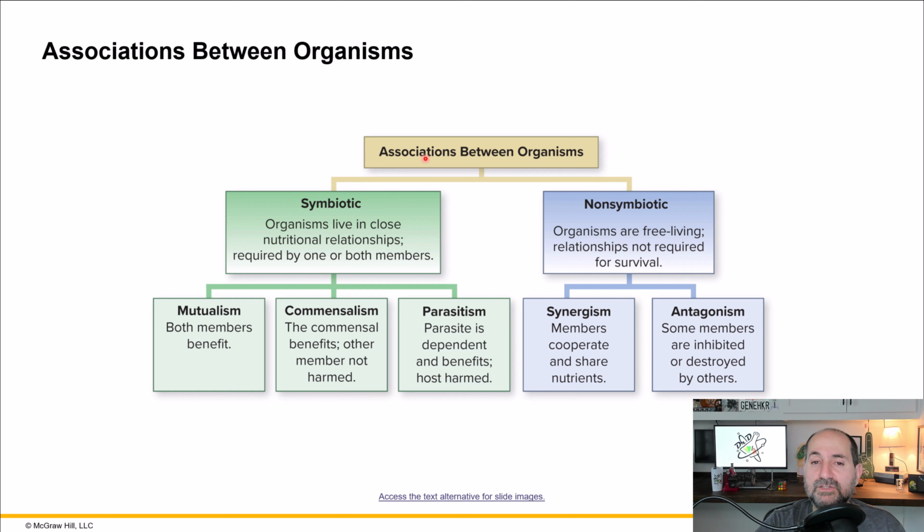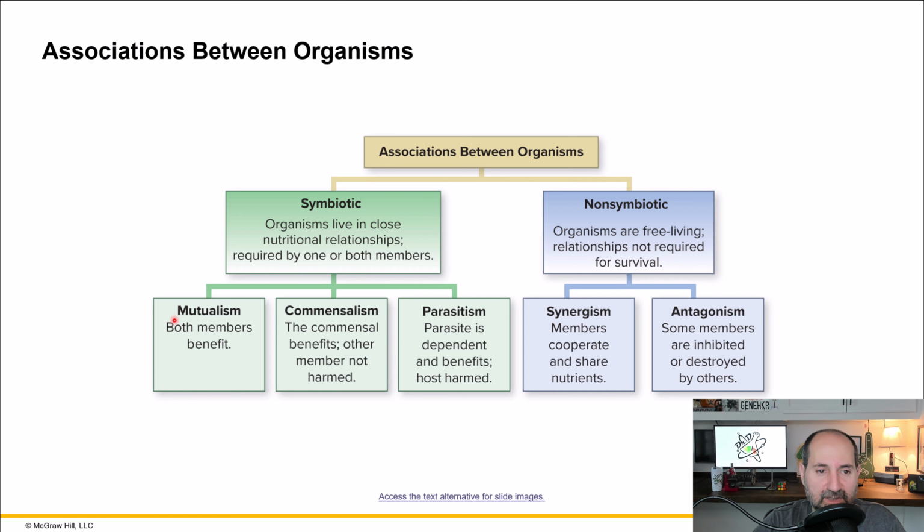Next, we talked about associations between organisms. There are symbiotic organisms and non-symbiotic organisms. Symbiosis can either be friendly or not friendly. Remember that. Just because something is called symbiotic does not mean it's friendly. Symbiosis means organisms live in close nutritional relationships.